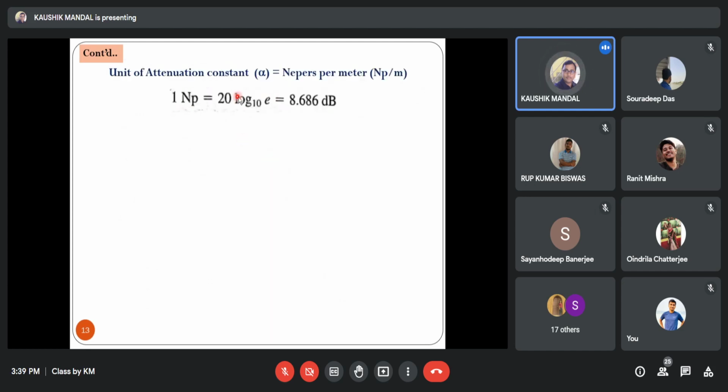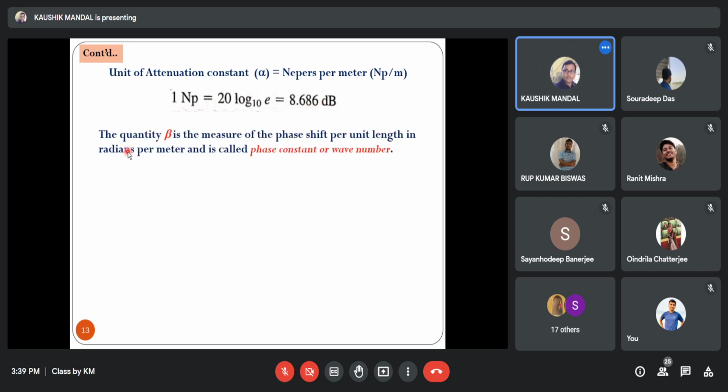Now this attenuation constant is measured in Nepers per meter. The relation is that 1 Neper equals 8.686 dB. We have considered the quantity β because γ equals α plus jβ, where β is the phase constant.